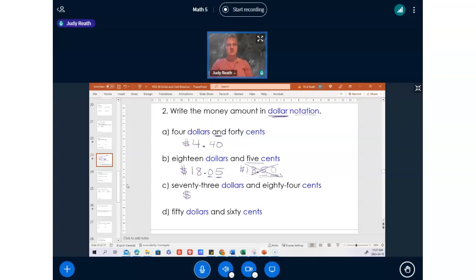C again, dollar notation, $73.84. And for D, we have $50.60.